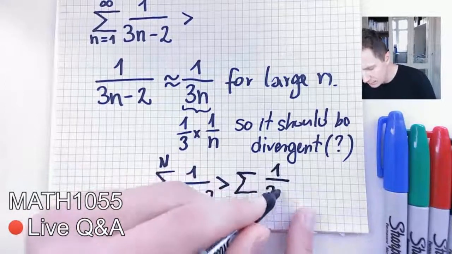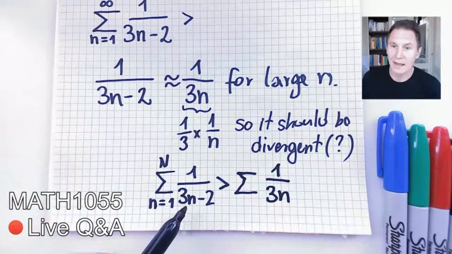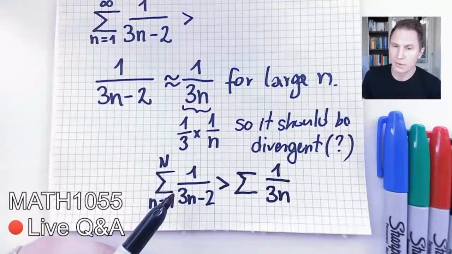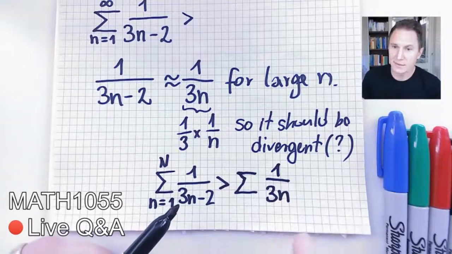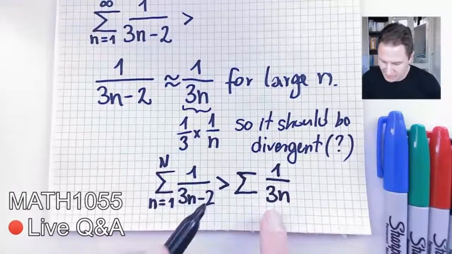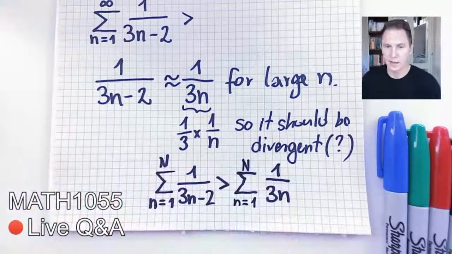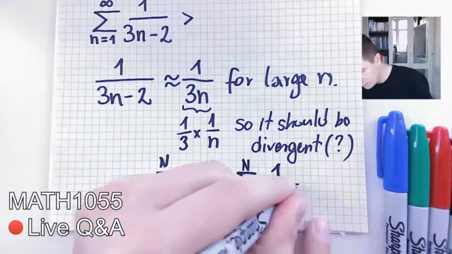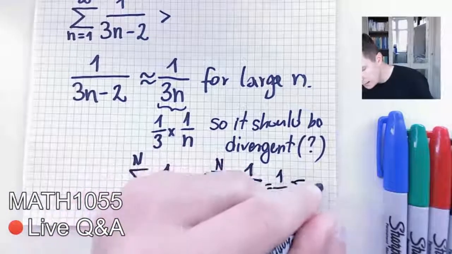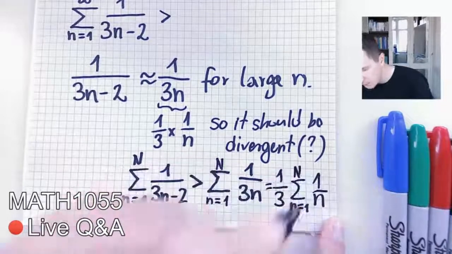Why is that? Just think about the denominators. 3n is greater than 3n minus 2. So if we divide 1 by a number that is greater, we get a smaller number. So for each of the terms, we get something that's smaller, and if we add those up, we get something that's definitely smaller. That's just 1/3 times the capital Nth partial sum of the harmonic series.